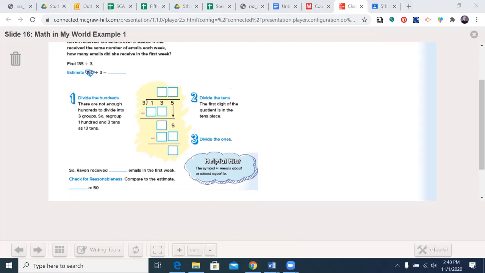3 does go into 15 5 times, and then there's a 0. 50. So we could have gone 120 or gone 150. Either one works. So let's divide the hundreds. There we have a 1. Will 3 go into 1? Can you put 3 gallons of water in a 1-gallon jug? No. So we'll regroup into the tens place.